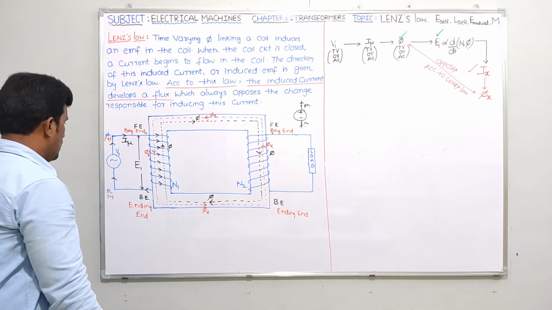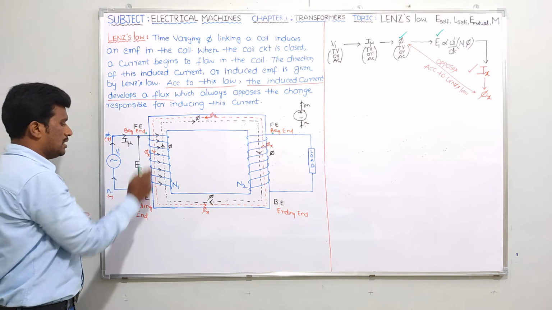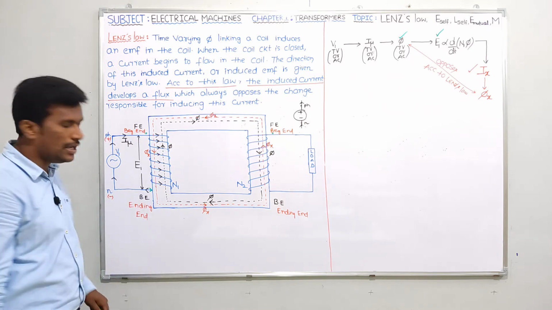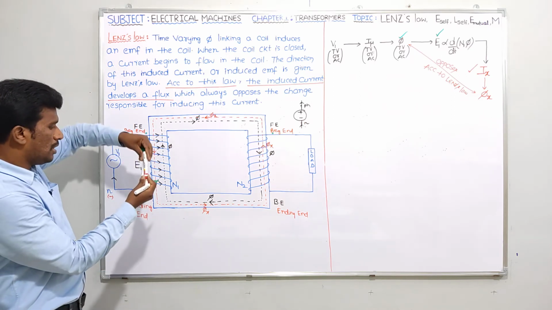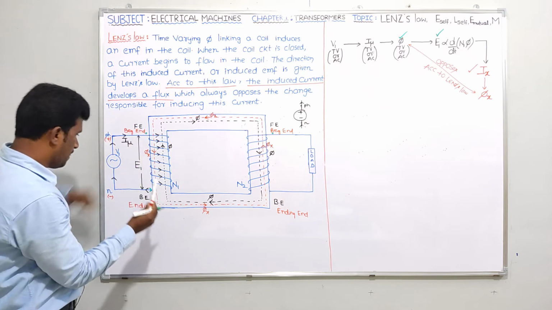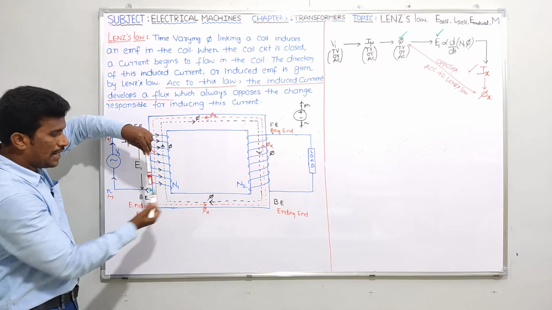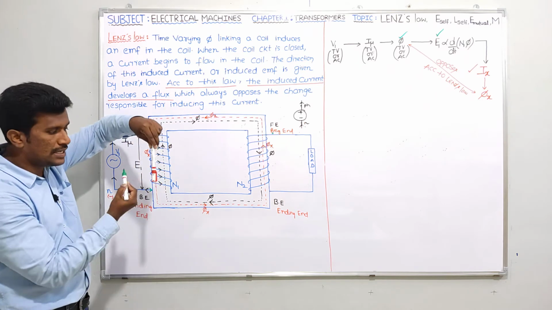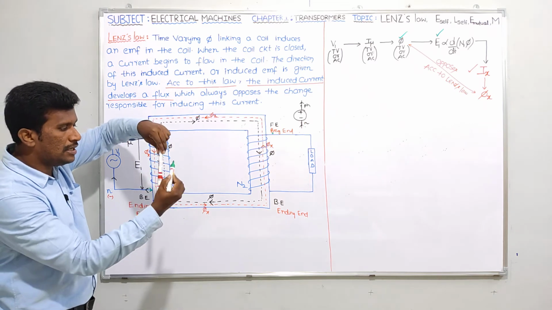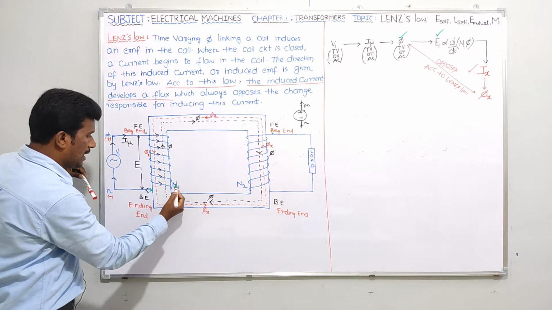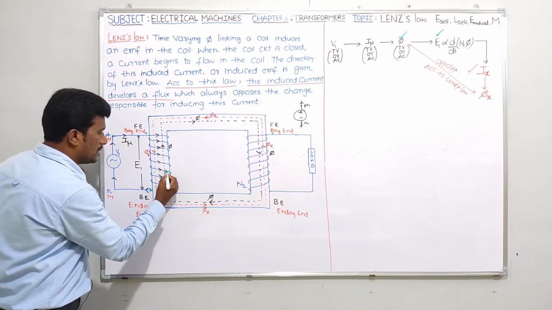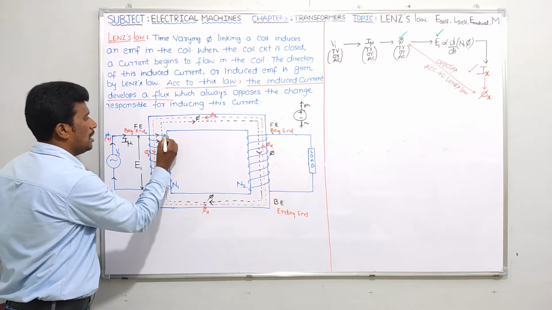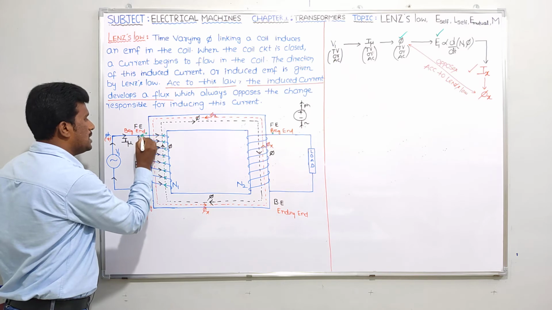Tell me guys, where is the back end for this coil? It is a front end, it's a back end. That means it is entering here. Okay, see, if I take this one as a transformer core leg, it is entering at the back side and leaving from the front side. Yes, this is what I can say.